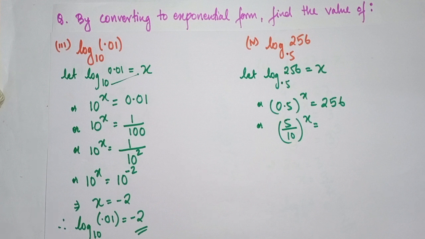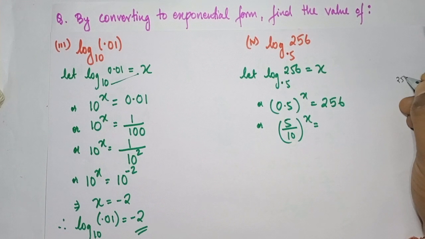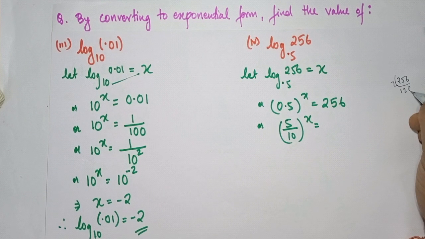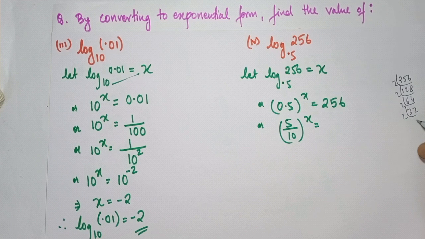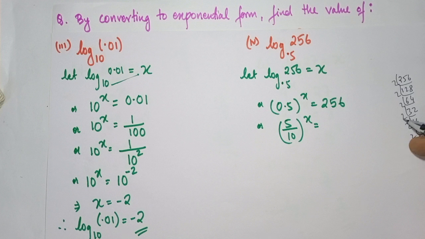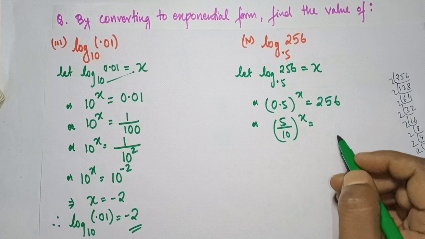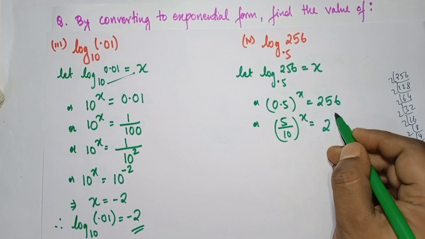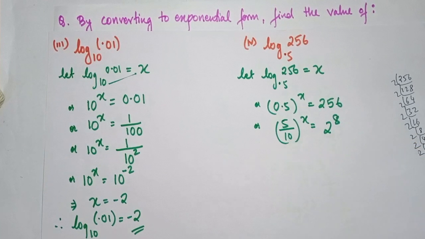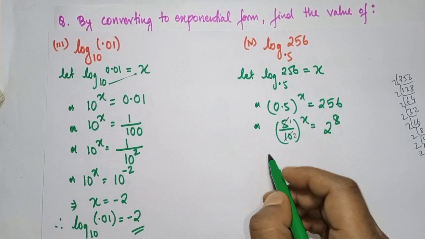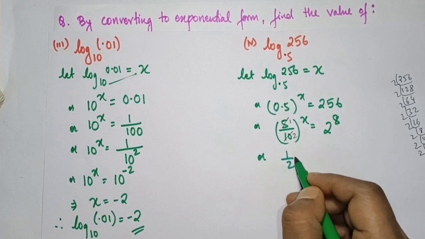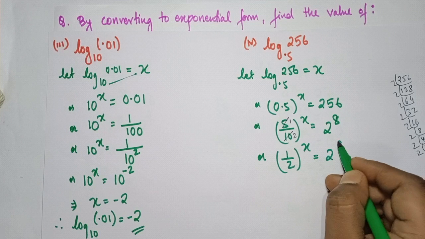Now I have to do the LCM of 256. So 256 LCM: 2 1s are 2, 2 2s are 4, 2 8s are 16, 2 6s are 12, 2 4s are 8, 2 3s are 6, 2 2s are 2, 16s are 2, 8s are 2, 4s are 2, 2s are 2, 1s are. So how many 2s are there? 1, 2, 3, 4, 5, 6, 7, 8. That means I can write this as 2 to the power 8. Now you can see 5 and 10 is there. So can I cancel this? 5 1s are 5, 5 2s are 10. So this I got 1 by 2 to the power x equals 2 to the power 8.